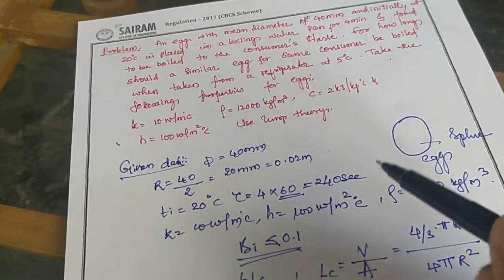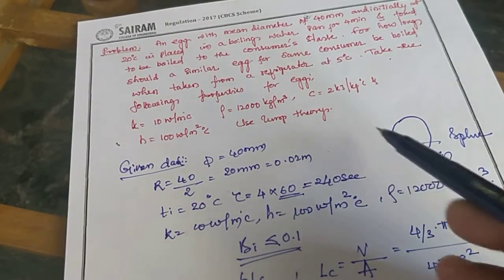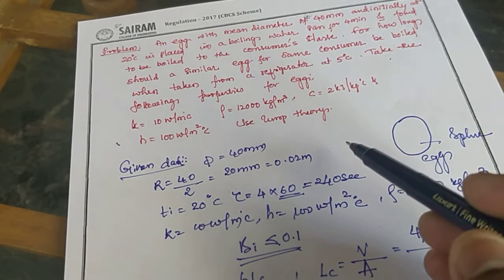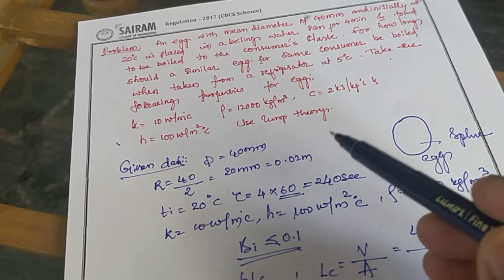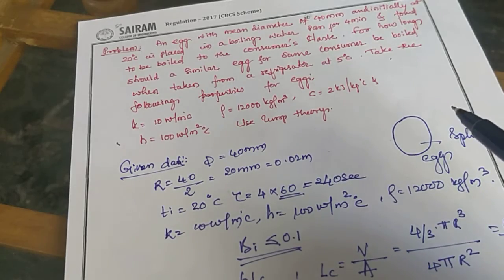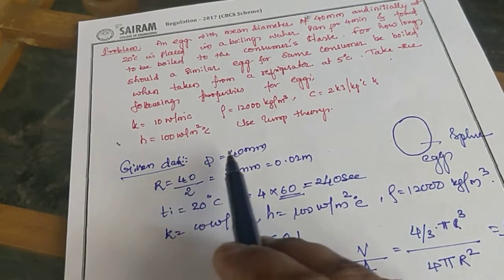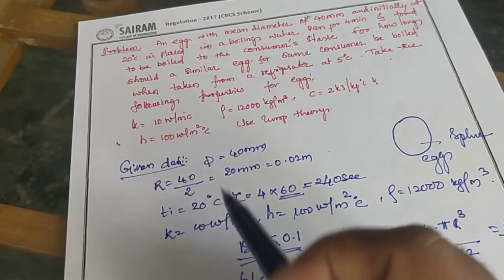Here we have to assume that the geometry of the egg is a sphere, having its volume and surface area. Okay, let us write what data is given, and I will try to solve that problem.